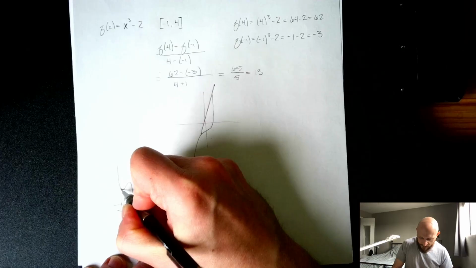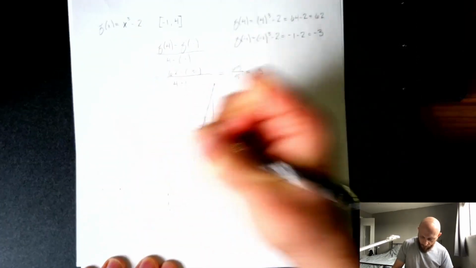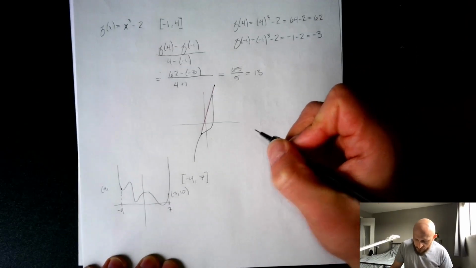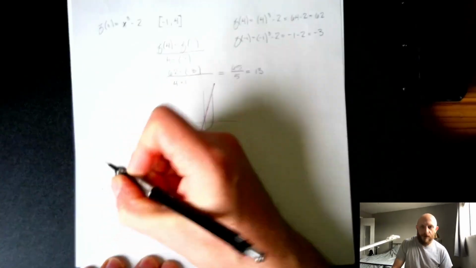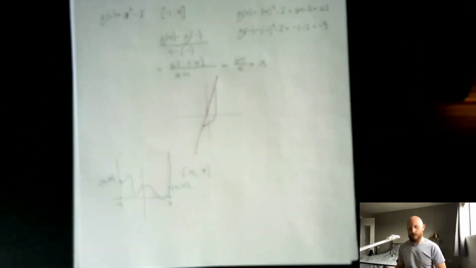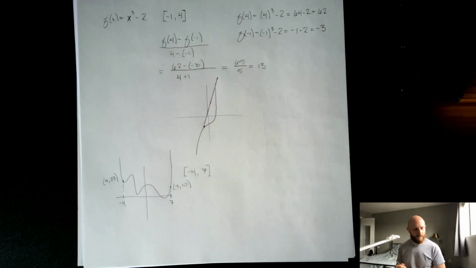This point right here is the point -4 comma 23. Something strange. I'm just trying to pick some strange numbers.